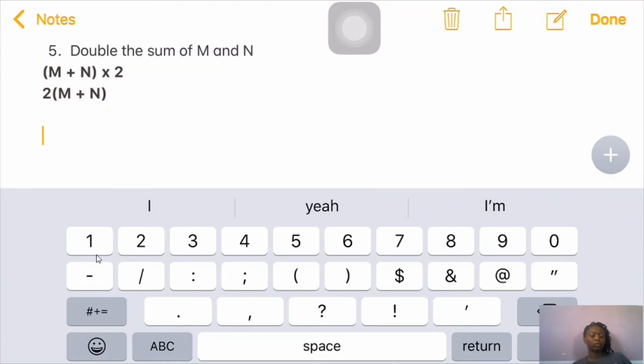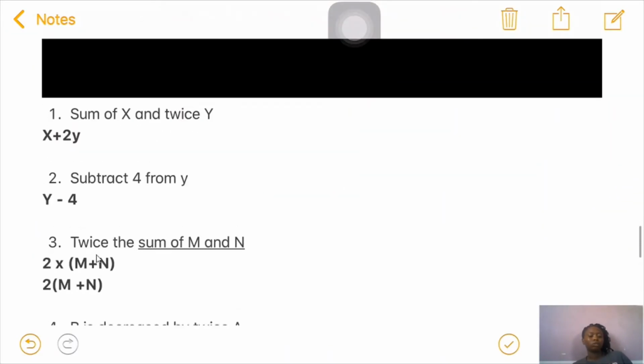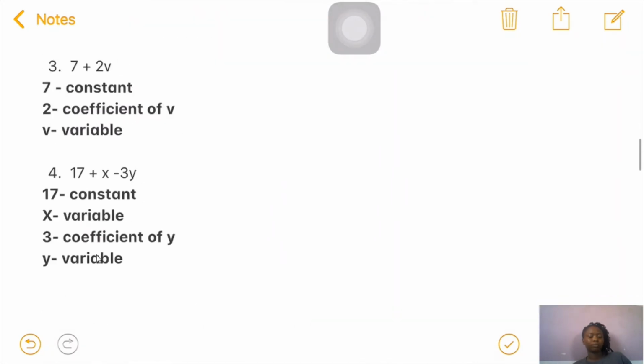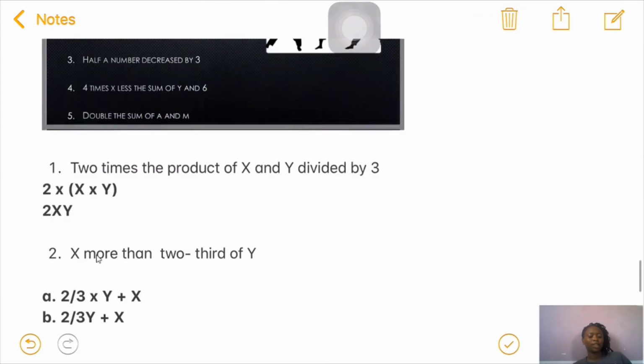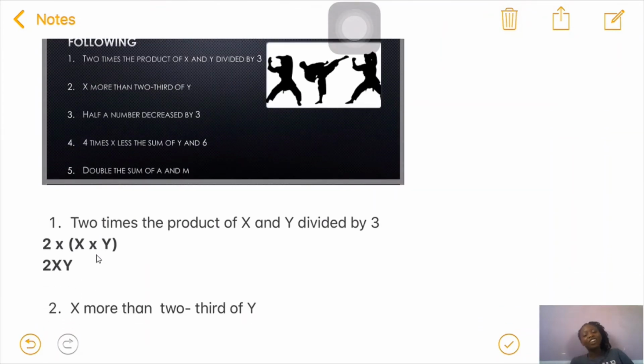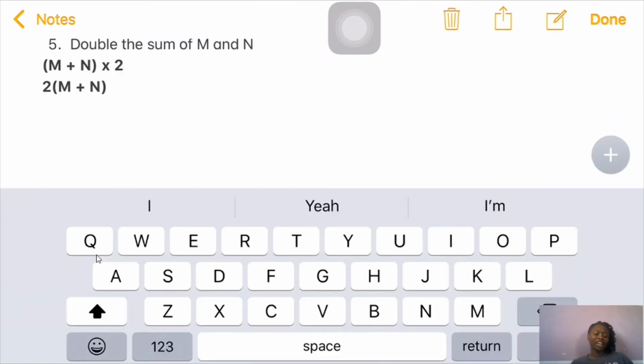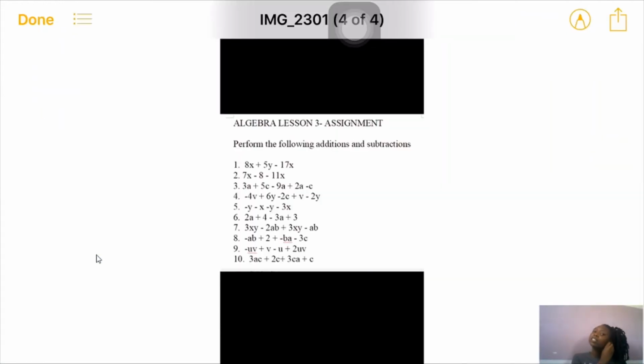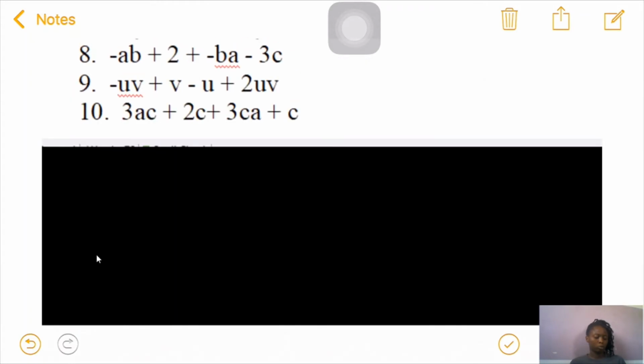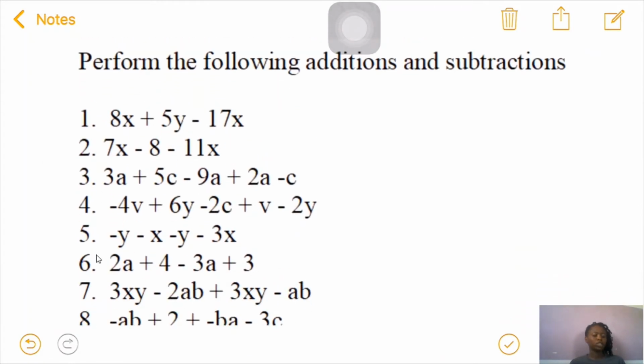Okay, so that's it for our task 1 first mission, and then the final mission. Yeah, you're now a math ninja. Okay, so let's see the next, which is the final assignment I gave you. So the last assignment I gave you was on grouping like terms, addition and subtraction of algebraic expression. So we're asked to perform the following additions and subtractions.